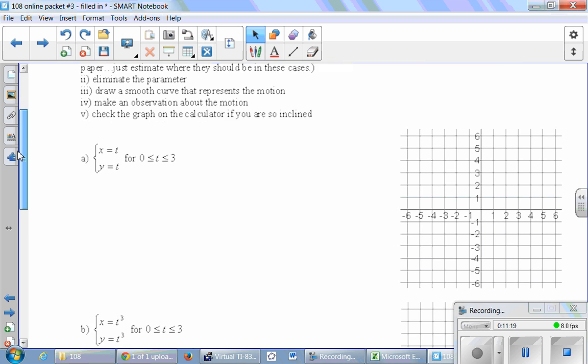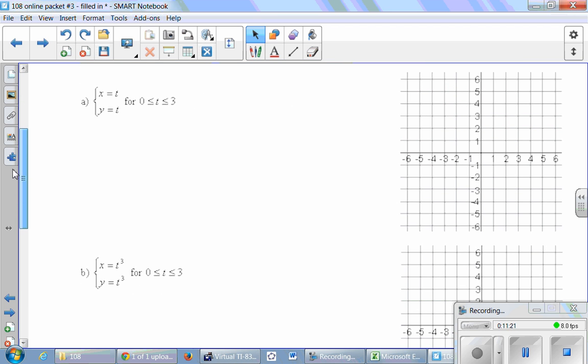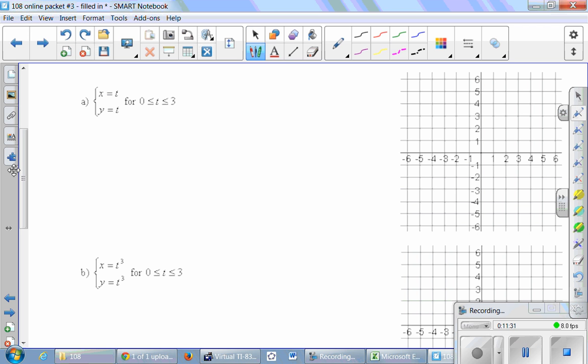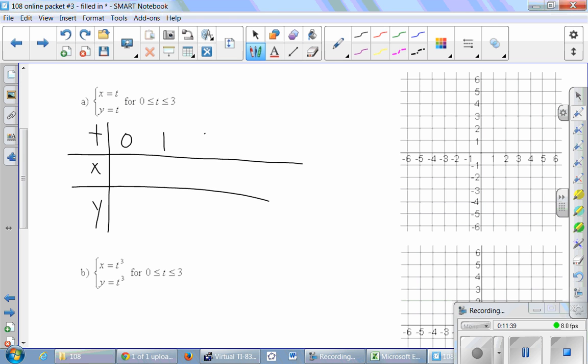Okay, so part A, x equals t, y equals t, for 0 less than or equal to t less than or equal to 3. So first thing we'll do is plot a few points. So we'll make our table here just like we did before, t and x and y. And here we're going between 0 and 3, so how about we just pick the integers. And it says x is equal to t, so apparently we copy the t values here, but y is also equal to t, so we'll copy those values there.